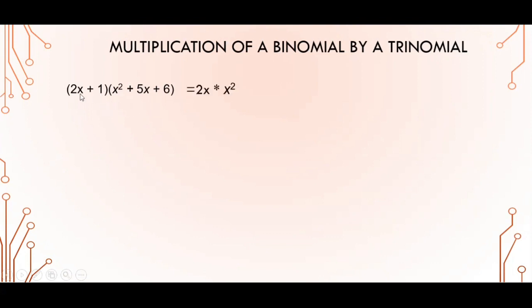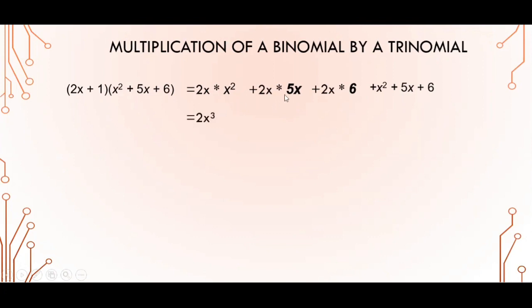So here we go. 2x into x square is the first thing. The second will be 2x multiplied by 5x. The third will be 2x multiplied by 6. So we have multiplied 2x to each of these terms. And when we are multiplying 1 into x square, it is going to be x square. 1 into 5x is going to be 5x. And 1 into 6 is going to be the same. So plus x square plus 5x plus 6. Got it? 2x into x square is going to be 2x cube.